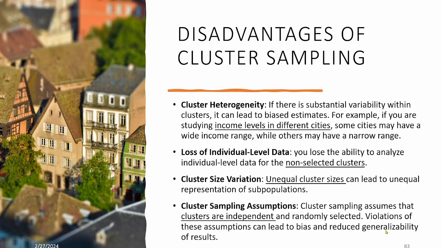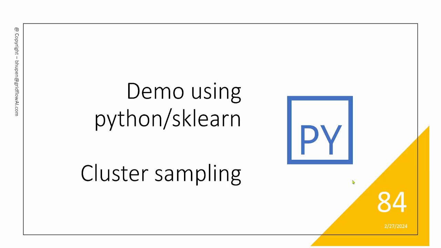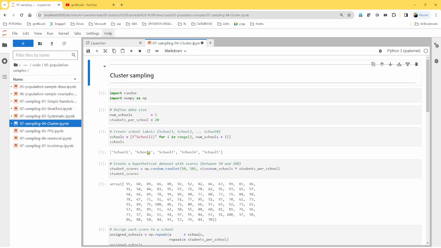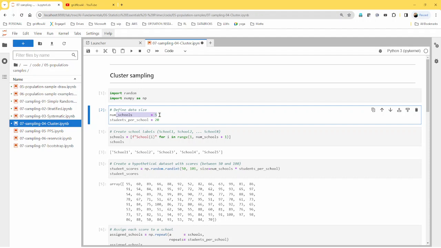and that will reduce the generalizability of the model. Let's take a look at the Python example again, pretty straightforward. Let me show you an example there. So here is the cluster sampling example. Number of schools is 5 and students per school. So I'm generating some data here.